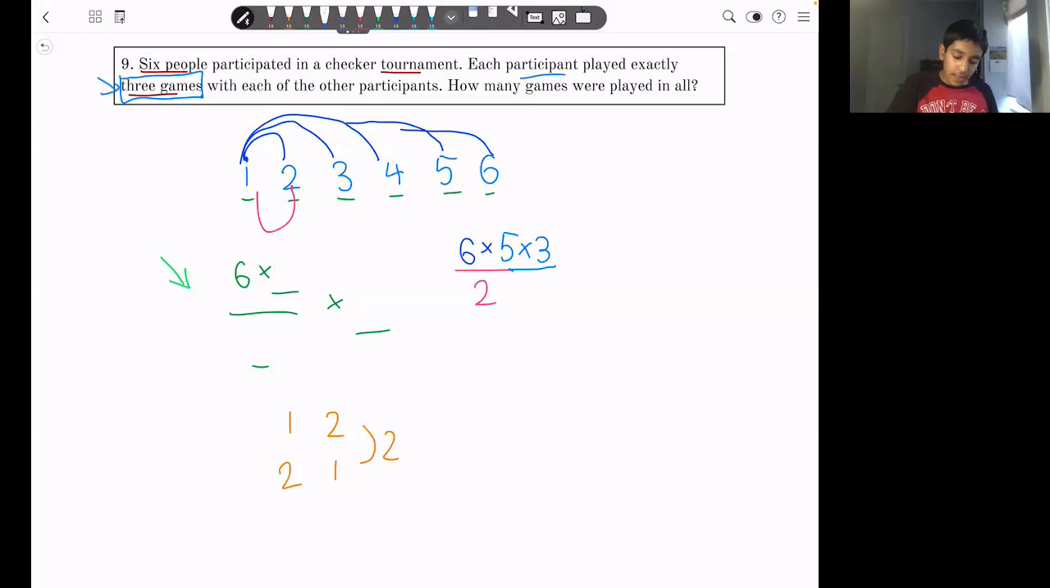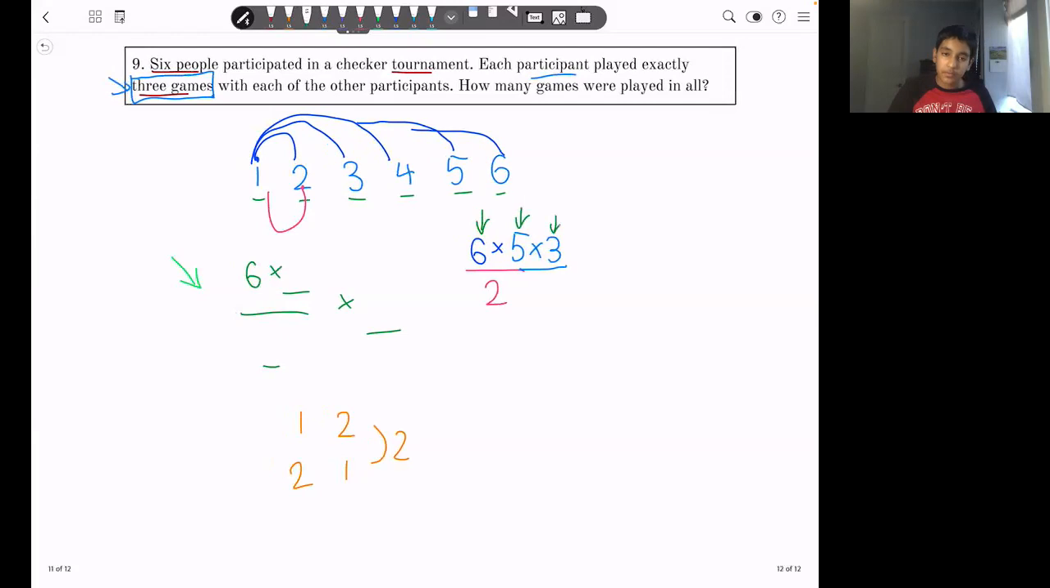So instead of just having 6 times 5 divided by 2, there are 6 people. Each of them plays games with 5 other people. And they play 3 games with each of those 5 other teams. And that's why it's going to be 6 times 5, which is 30. 30 times 3 is 90. And 90 divided by 2 is 45.